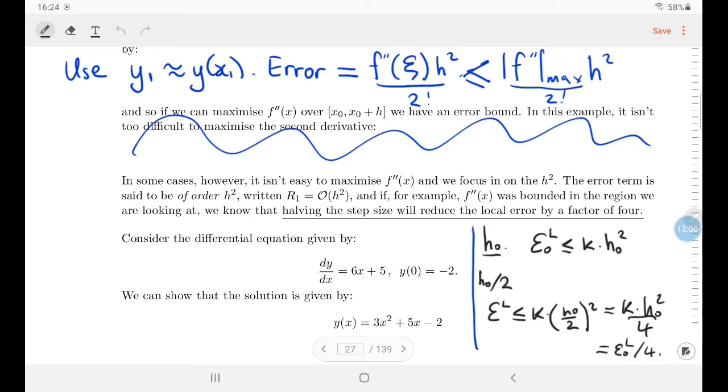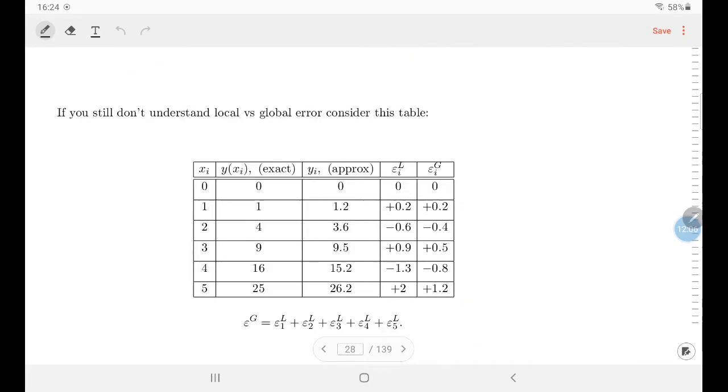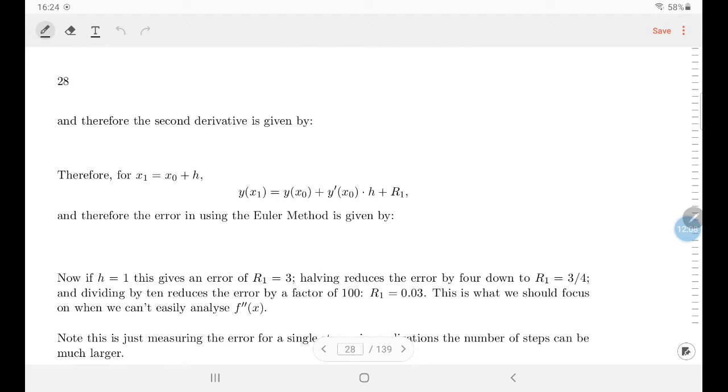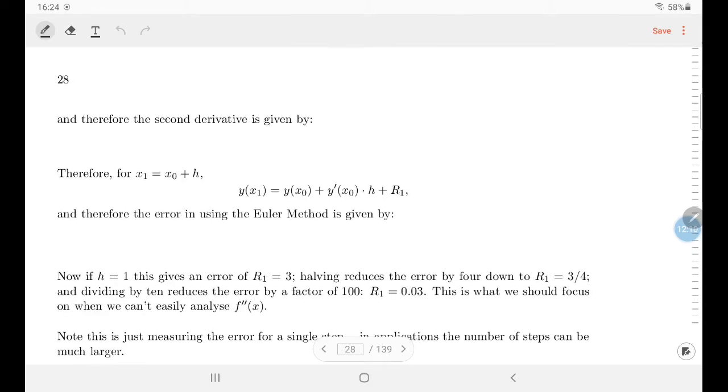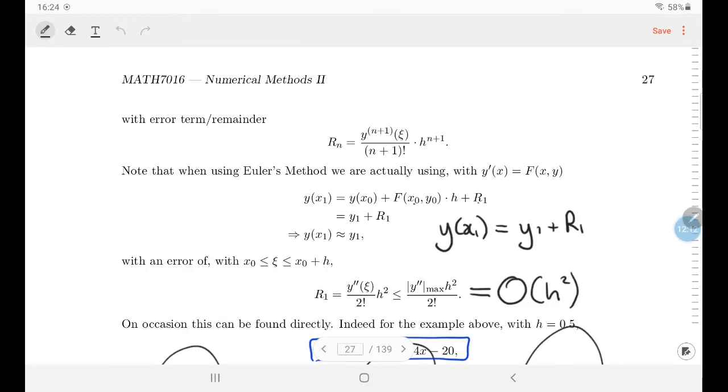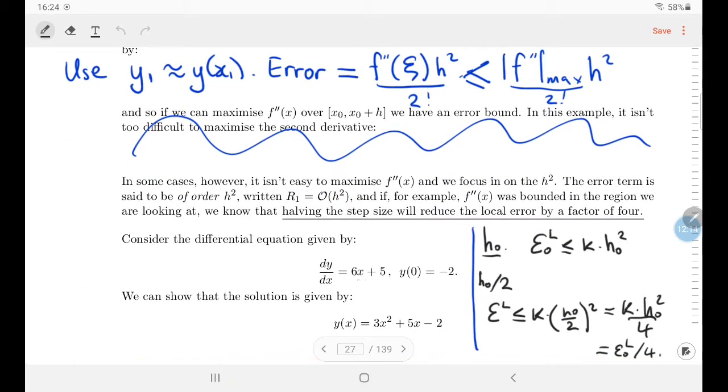Right, so differential equation dy/dx equals 6x plus 5, y of 0 is equal to minus 2. It's easy to show the solution is this. Okay. And therefore the second derivative, you can get the second derivative from here. It'll be 6.